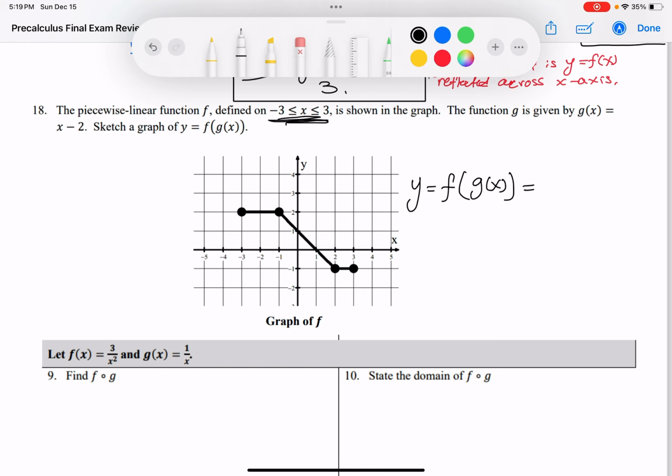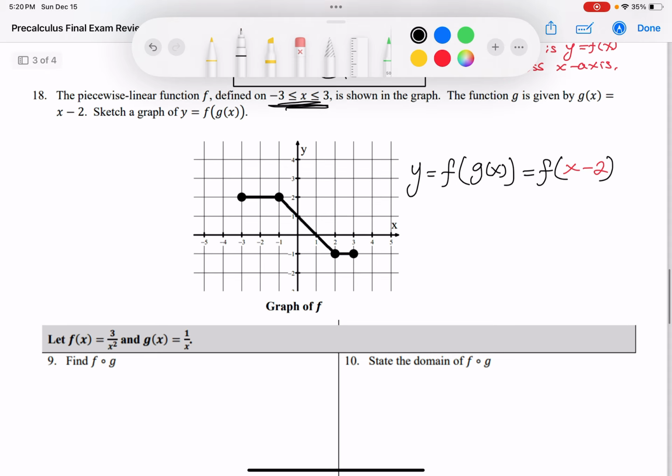So we know g of x equals x minus 2. We can replace the g of x with x minus 2. Therefore, we have f of x minus 2. And from previous sections, we know that this means we're going to shift graph f 2 units to the right. That means shift the graph 2 units to the right.